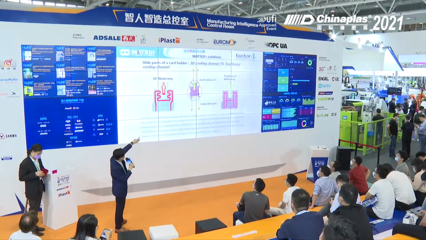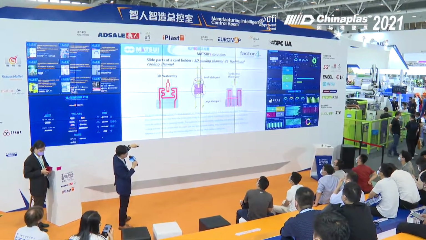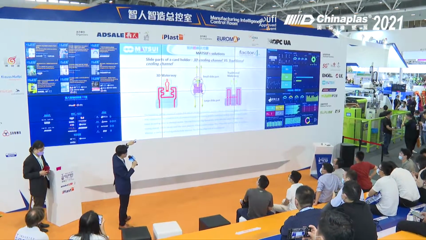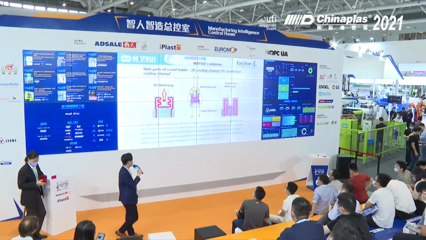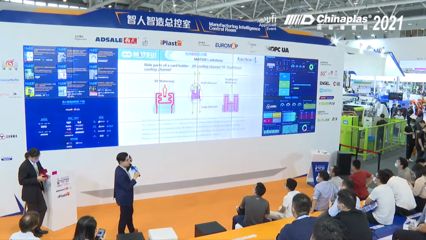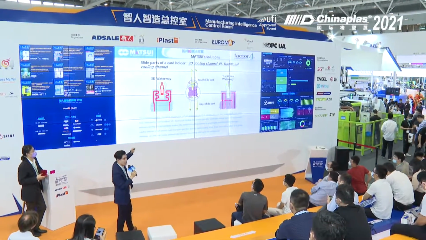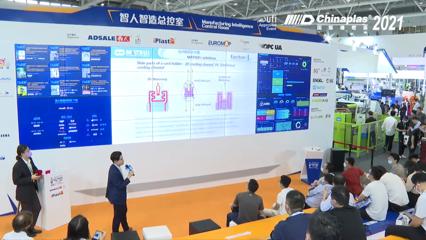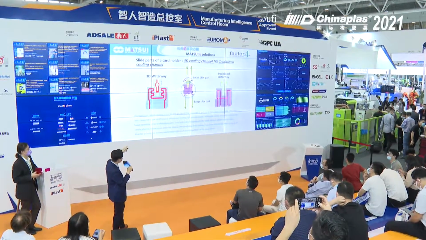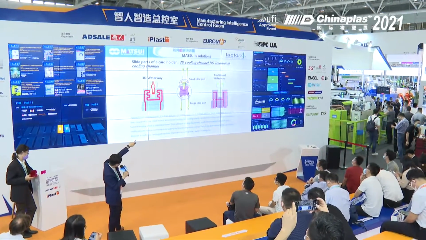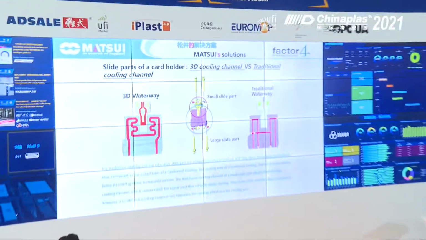It's a very small mold, and it has two parts: the small slide part and the large slide part. If we use the traditional cooling channel, we only use the fountain type cooling technology to cool the small part, but it is not enough. We should use the conformal cooling so that we can cool the small slide part very well.